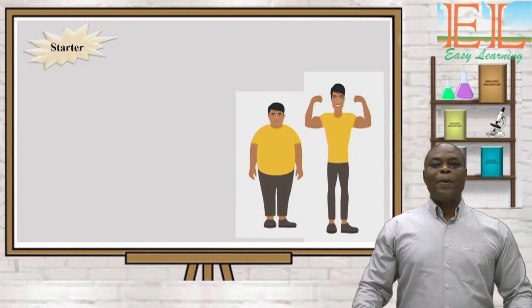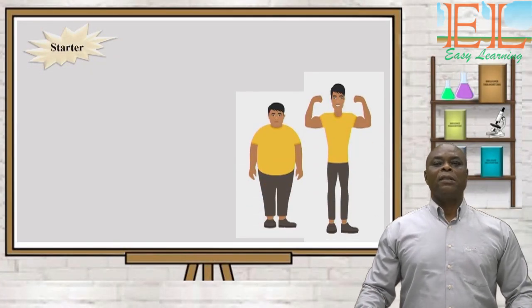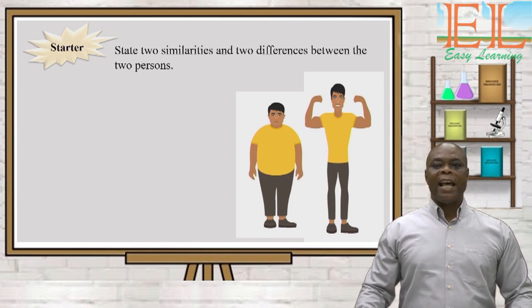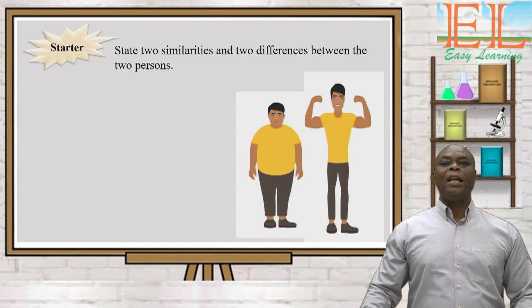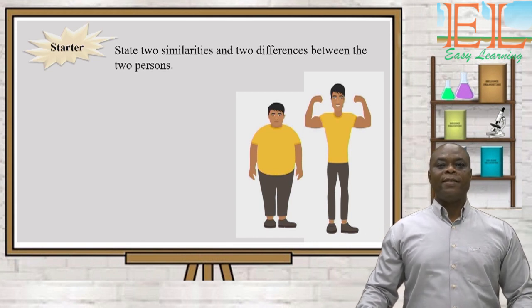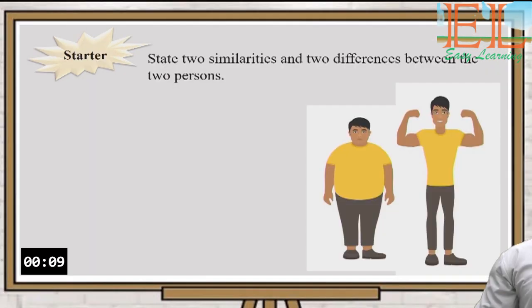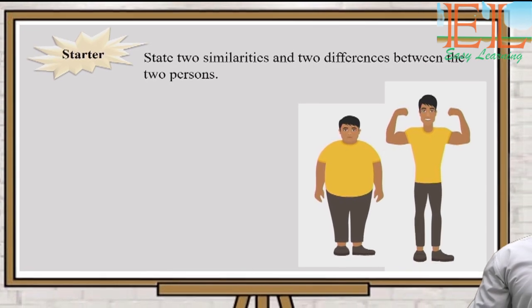Now, for a starter, let's look at the two persons on the screen. State two similarities and two differences between the two persons. You have just 10 seconds to do so. You may have some answers as well as myself. Now let's see the answers.